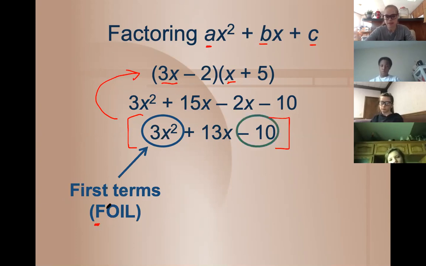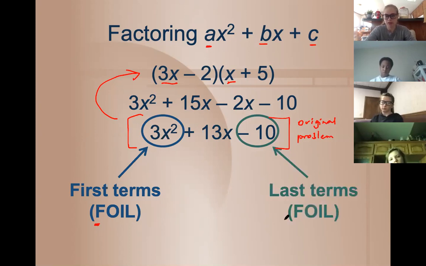All right. This last term in your trinomial, so again, this would be the original problem. The last number right here, this is your last terms. So that would be your -2 and your +5. You with me so far? So in your final answer, this will be your first terms, okay? 3x and x. 3x times x is 3x squared. -2 times 5 is -10. Okay, those are the easier ones.